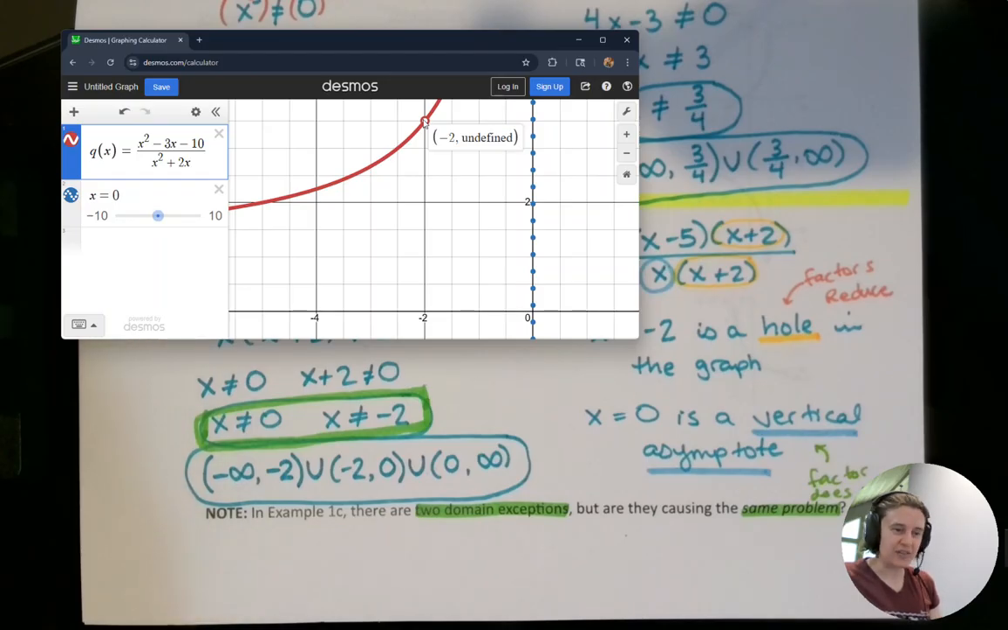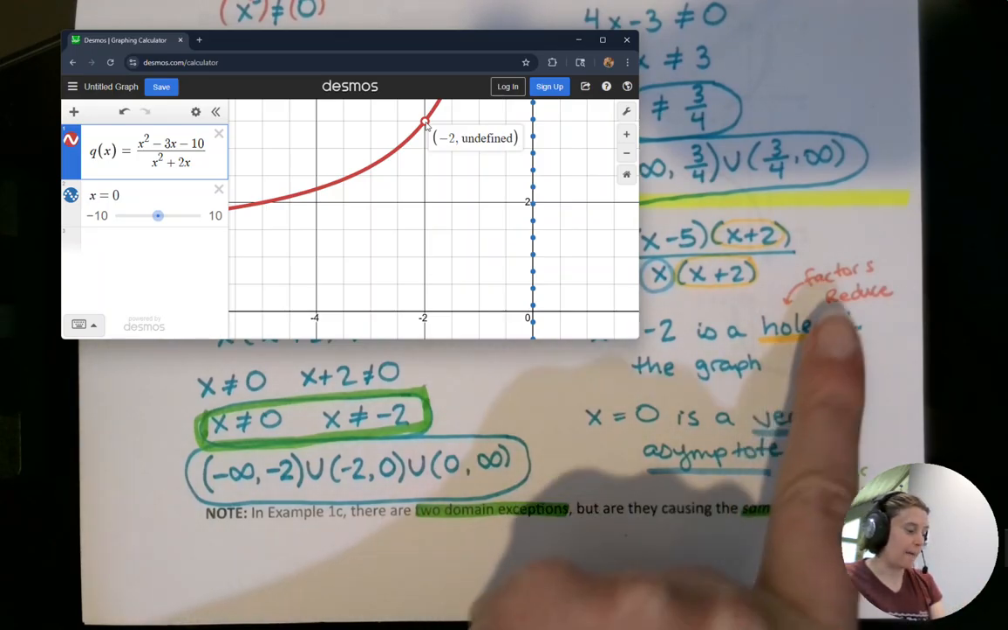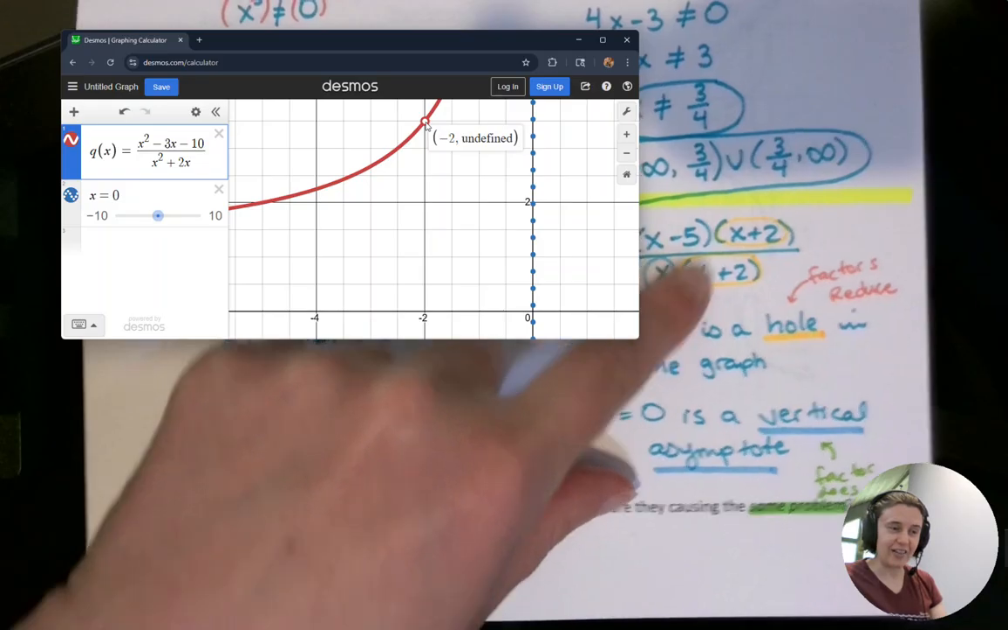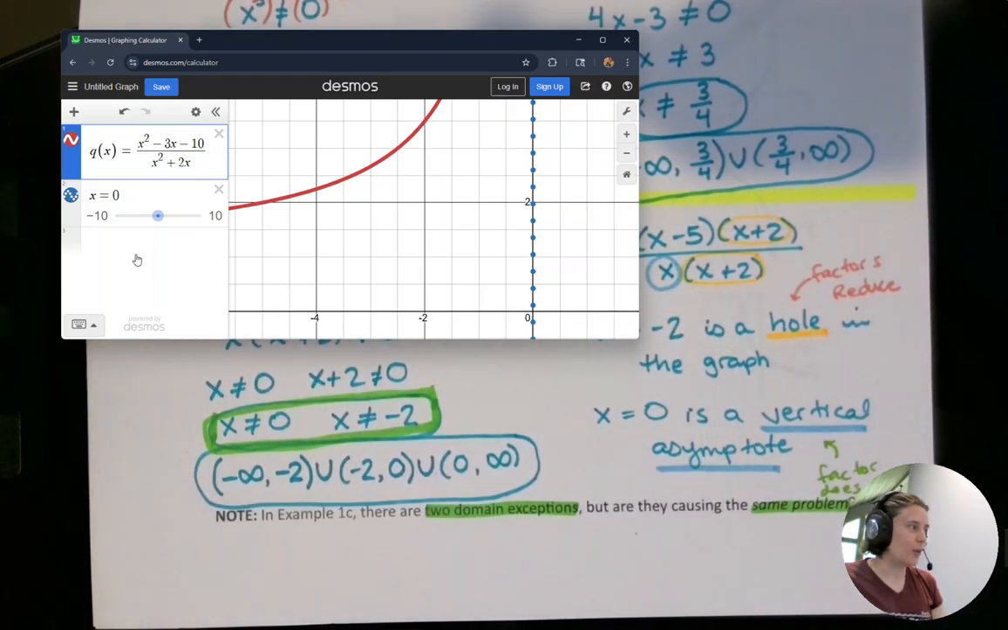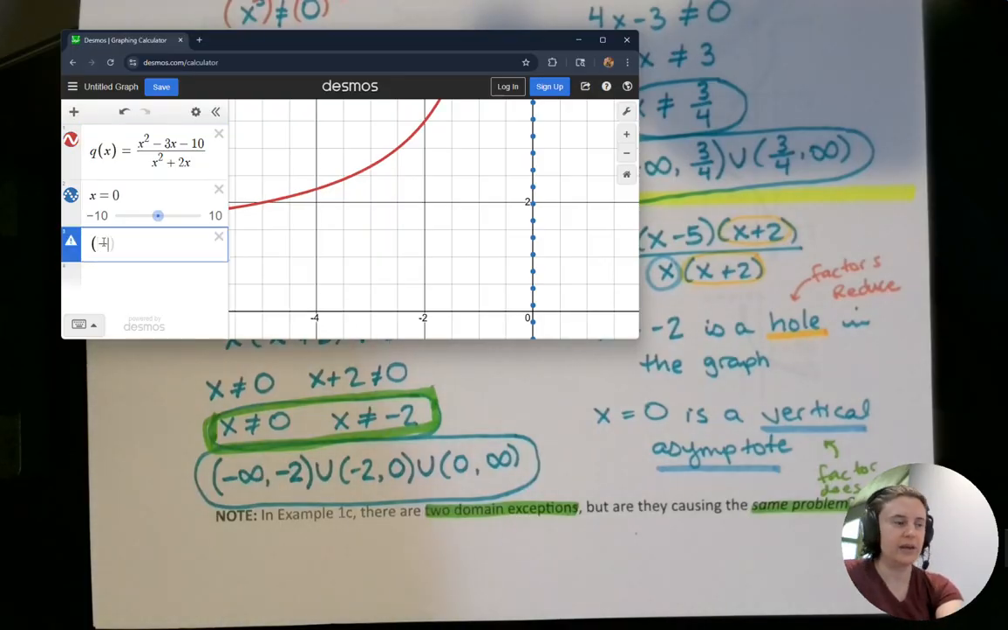On the Desmos graph, the pixels are just thick enough that you're not able to actually see the hole, but the graph is undefined. So if you can hover just right, there really is a hole in the graph right here. My hand's shaking a little bit too much to hold it. There we go. So there is a hole in the graph because of that factor that would reduce. So if I wanted to, that looks like that value ordered pair would be -2.